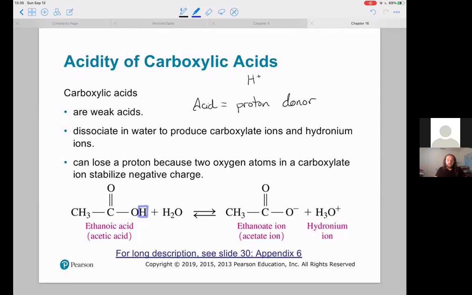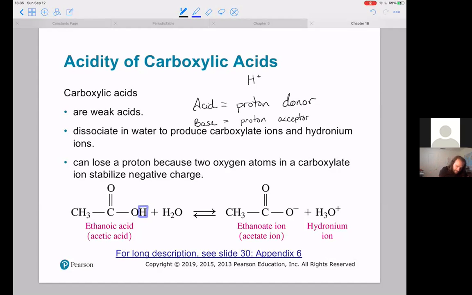Okay, that's going to end up being given to whatever's playing the role of the base. In this reaction here, it's water. Remember, a base is just a proton acceptor, something that's accepting that donated proton. And so in this case, you're giving up an H+ ion to water.